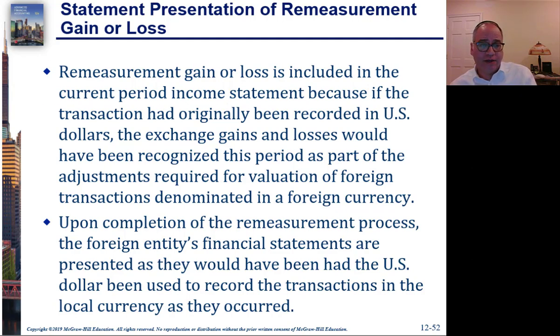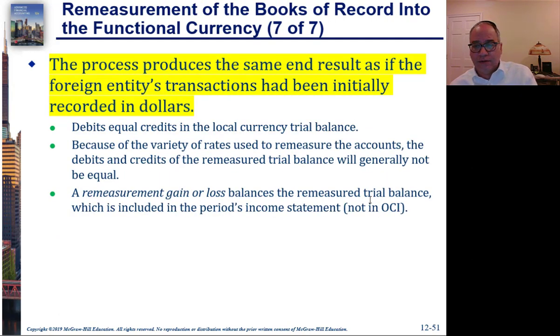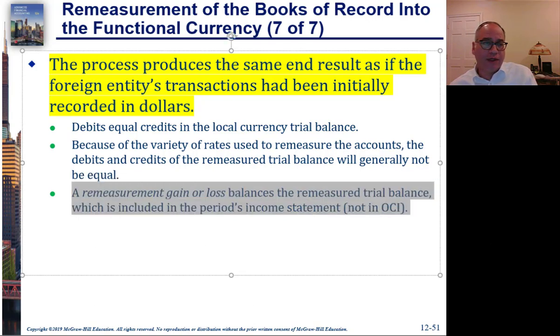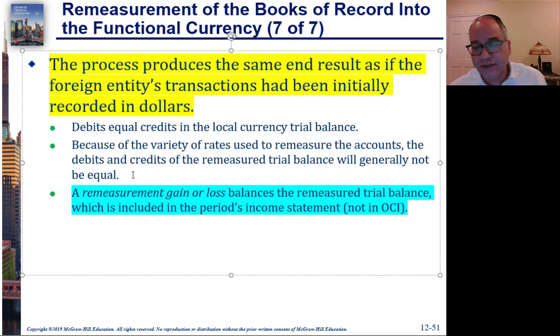And it said it right here, I think. This is extremely important. I'll tell you honestly, I've put this on many old quizzes. You'll see it in old quizzes. And I would say a third of students get it wrong. Translation gains or losses go to other comprehensive income. Remeasurement gains or losses go straight to net income. And that's a very important distinction.